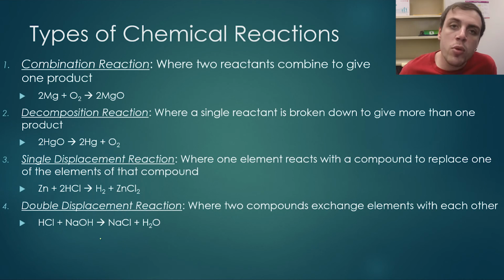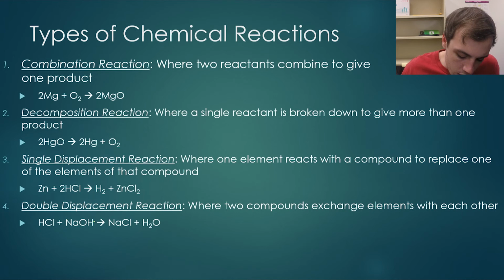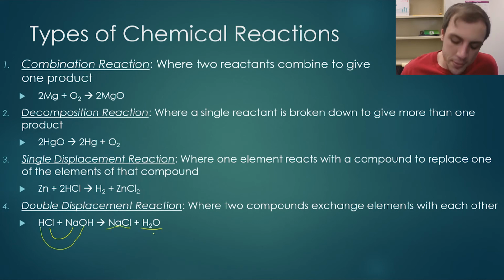And of course, a double replacement reaction is essentially like a dance. It's where you've got two couples dancing and they swap partners. So hydrochloric acid and sodium hydroxide swap. So we've got the sodium and the chloride and the hydrogen and the OH to form sodium chloride and water.